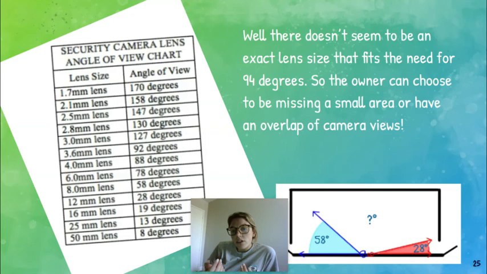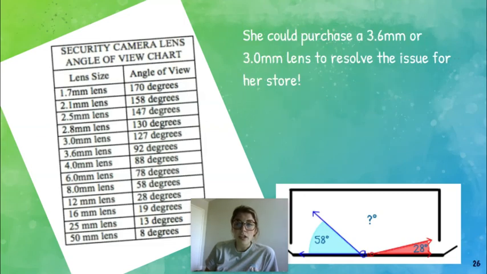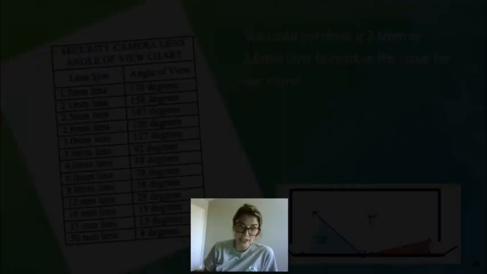Now, the reason why she might go with the smaller one is this chart doesn't have prices on it, but I'm sure that there's different costs for the different sizes of lenses. So she might want to save some money and go with the smaller one, or she might want to splurge a little more just to be safe and have it all covered. So she could purchase a 3.6 millimeter or a 3mm to resolve her issue for her store.